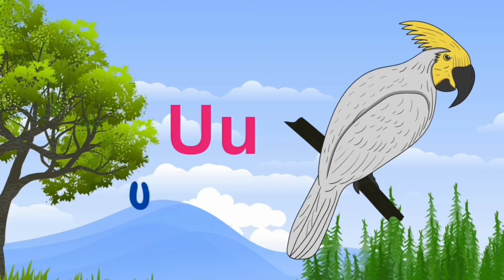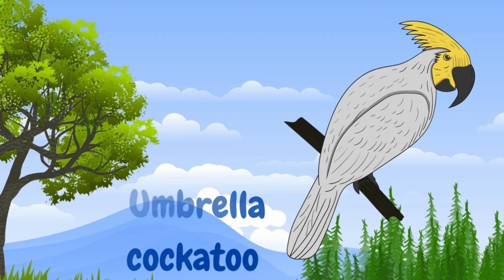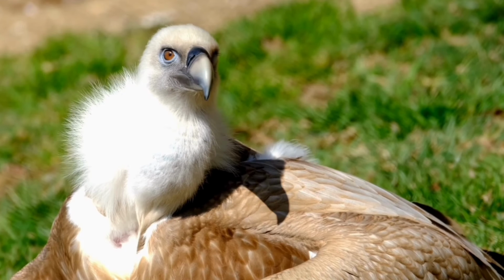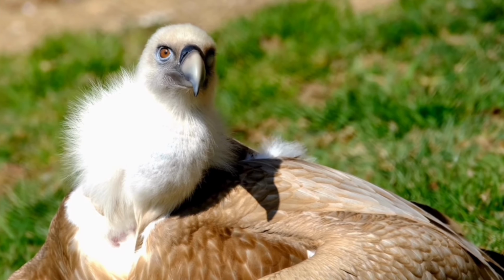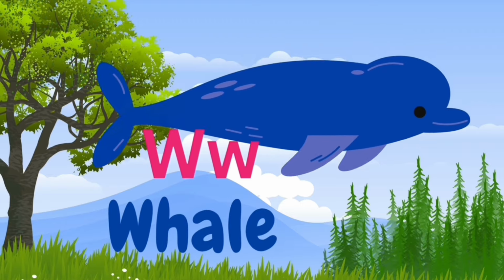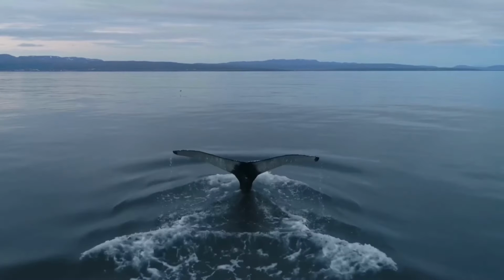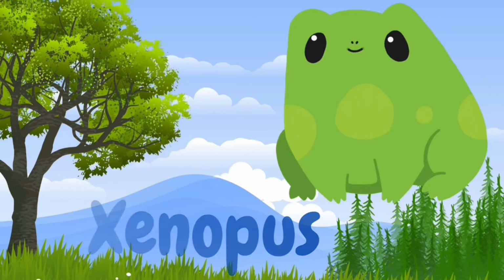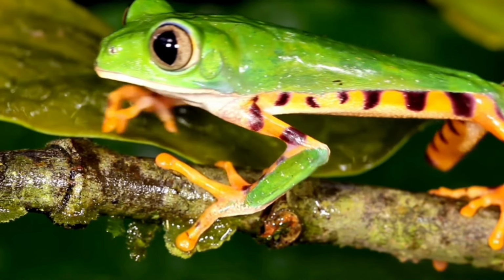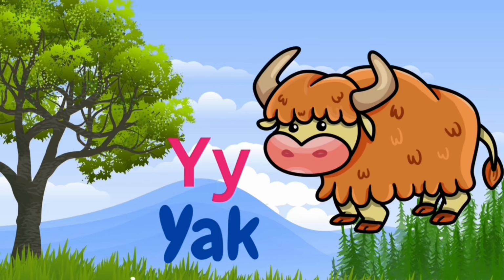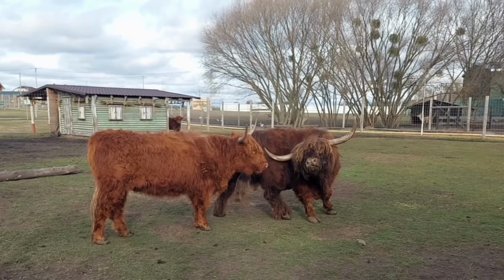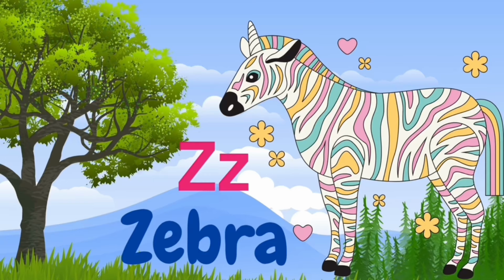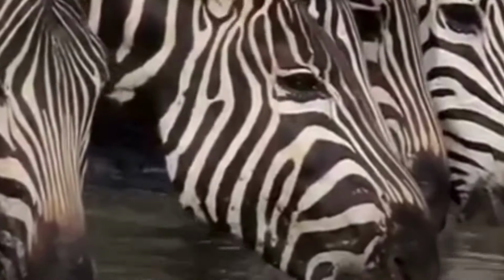Tiger. U is for umbrella. Cockatoo. V is for vulture. Vulture. W is for whale. Whale. X is for xenopus. Xenopus. Y is for yak. Yak. Z is for zebra. Zebra.